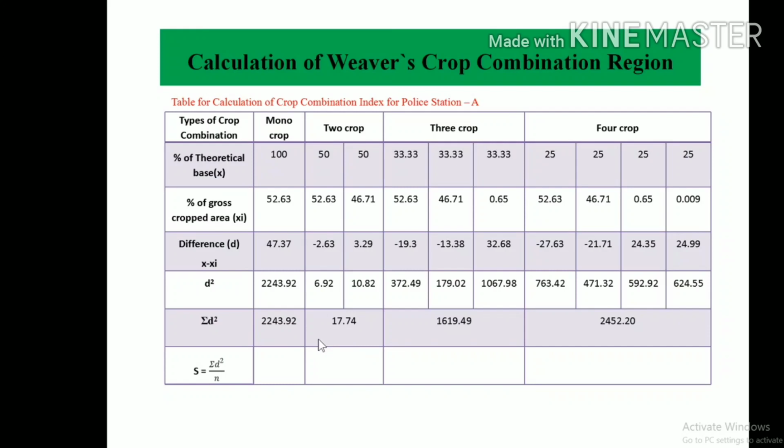And last step, you have to calculate the crop combination index using the formula, that is summation d square by n. So simply divide the summation by its number of crops. Here one thing is to be remembered, that the lowest value of crop combination index represents the significant crops of any region. Here you can see the lowest value in the police station A falls under the two crops.